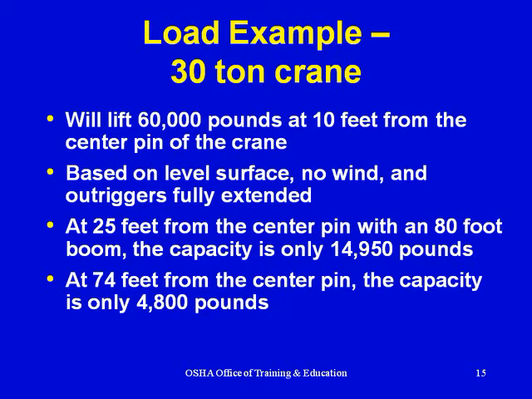Load example: 30-ton crane will lift 60,000 pounds at 10 feet from the center pin of the crane. Based on level surface, no wind, and outriggers fully extended. At 25 feet from the center pin, with an 80-foot boom, the capacity is only 14,950 pounds. At 74 feet from the center pin, the capacity is only 4,800 pounds.